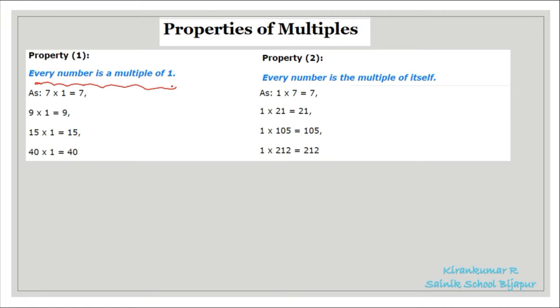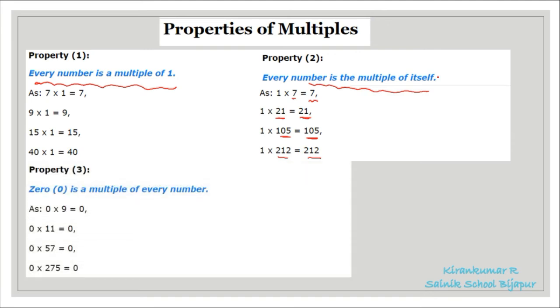Second point is every number is a multiple of itself. 7 is a multiple of 7 only. 21 is a multiple of 21. 105 is a multiple of 105. 212 is a multiple of 212. So every number is a multiple of itself.